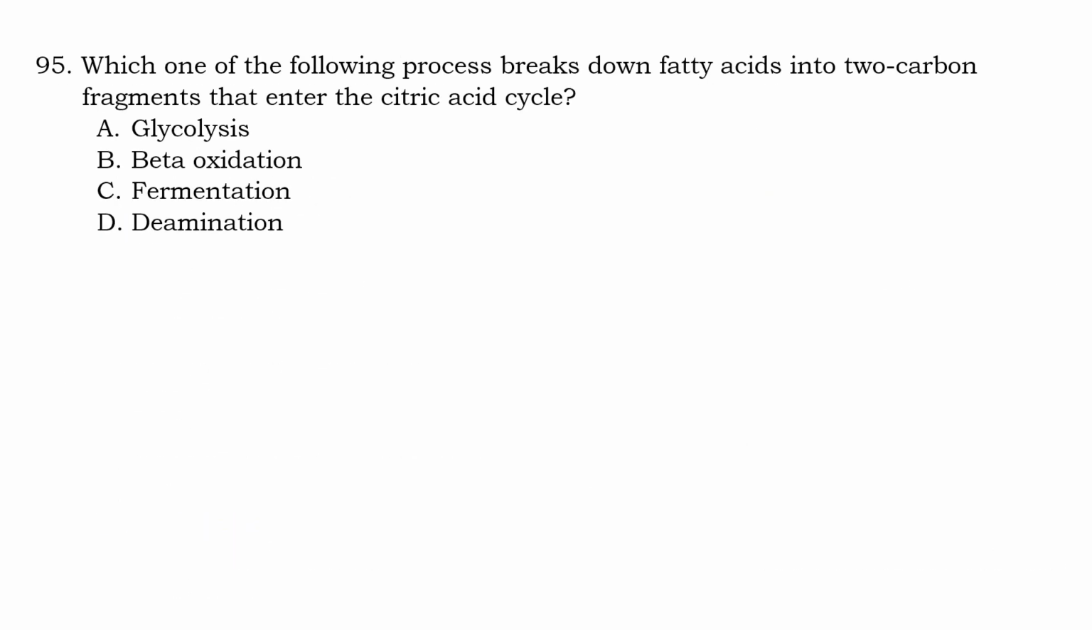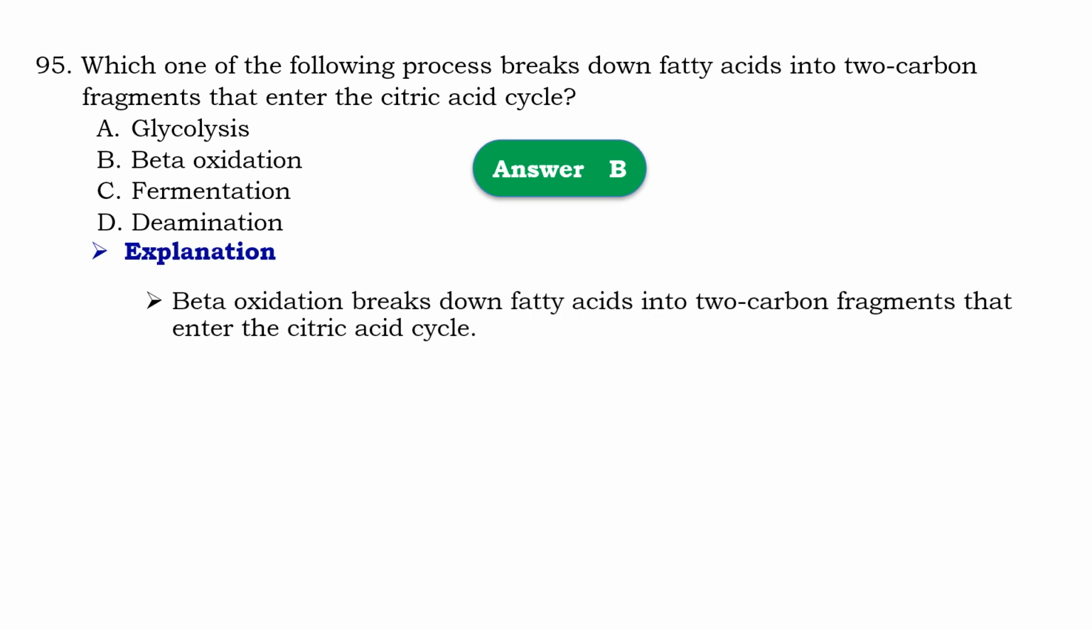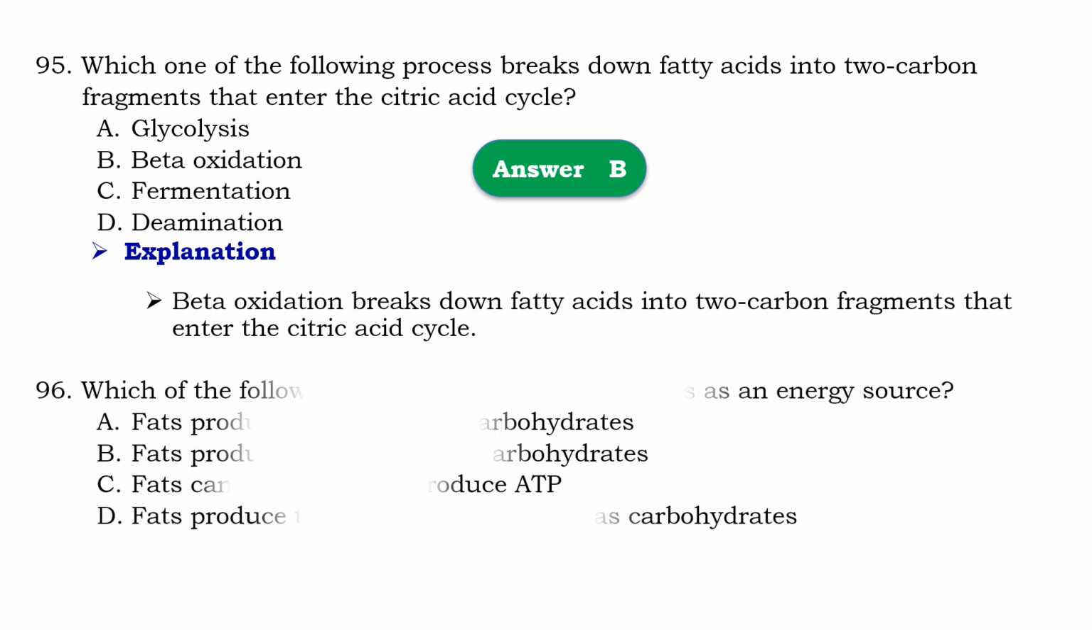Question number 95. Which of the following processes breaks down fatty acids into 2-carbon fragments that enter the citric acid cycle? So the answer is B, beta oxidation. It means that beta oxidation breaks down fatty acids into 2-carbon fragments that enter the citric acid cycle.